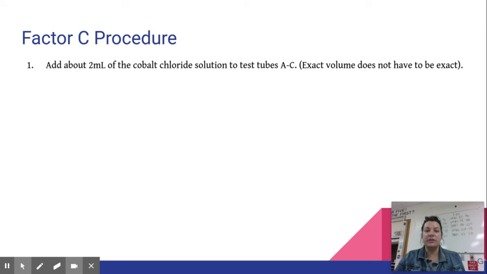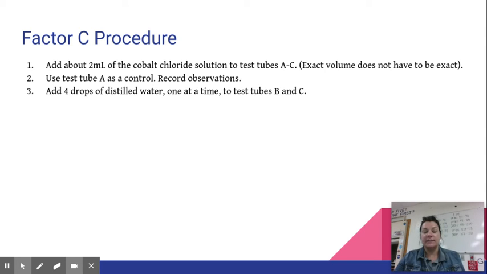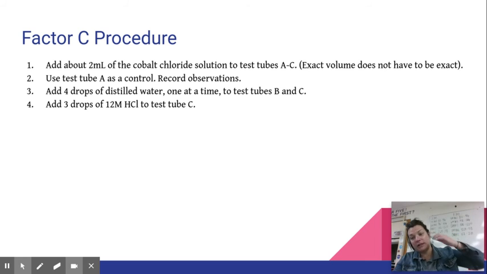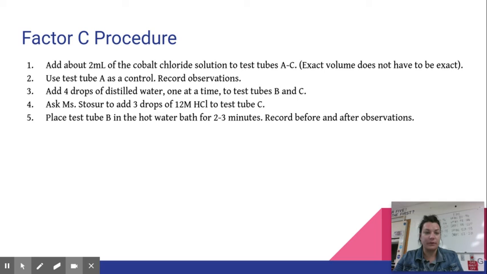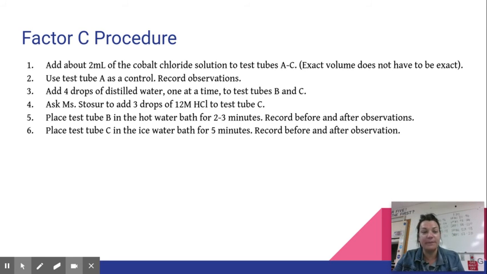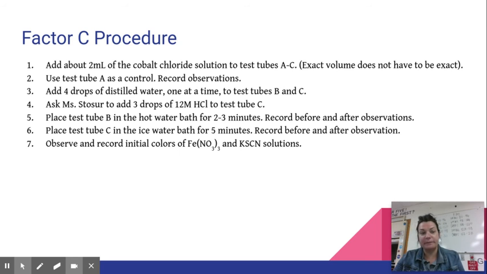But we're going to start with 2 milliliters of cobalt chloride. We're going to use A as a control, right? You always need a control to make sure you know what's changing. We're going to add water to test tubes B, C. And then I'm going to add 3 drops of 12 molar, which is a really high concentration of H+, meaning it's very acidic, to test tube C. I'm going to place test tube B in the hot water bath for 2 to 3 minutes. So test tube B is going to be the hot one, which means test tube C is going to be the cold one. Ice, record.